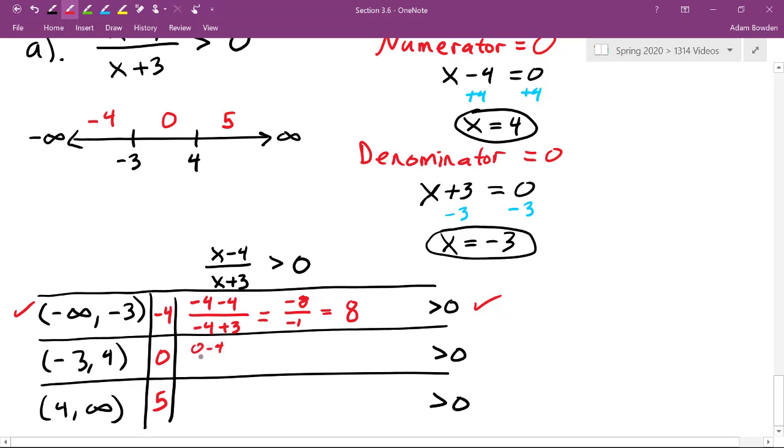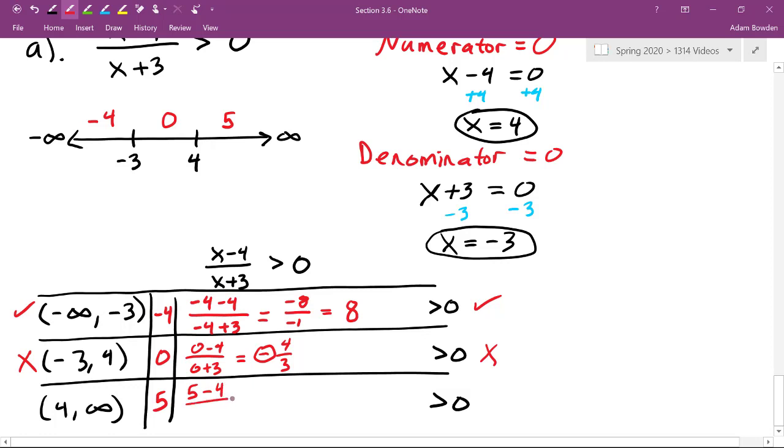We plug in 0. It will look like negative 4 divided by 3. So now we have a negative number. Since that's negative, it's not greater than 0, it's less than, so that one doesn't work.